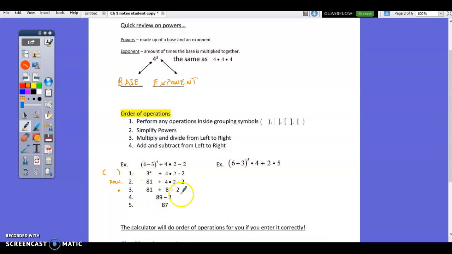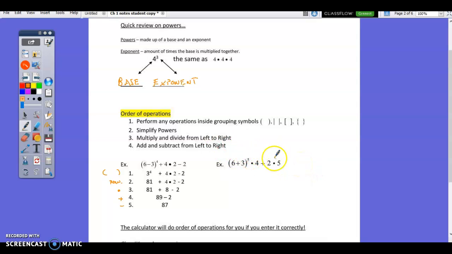All right, and now all we're left with is adding or subtracting. So again, from left to right, I do 81 plus 8. That would be my first step, which gives me 89. And then obviously we subtract at the end to get our final answer. So go ahead and pause right here. See if you can follow the order of operations for this problem.